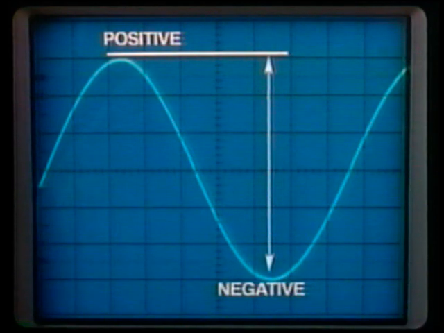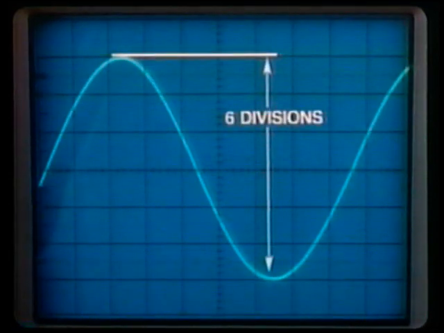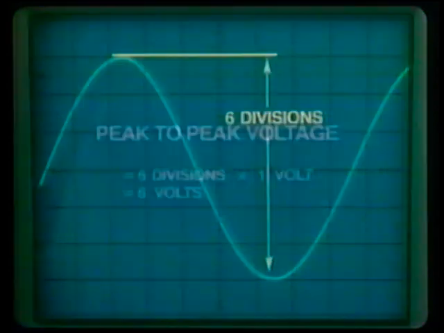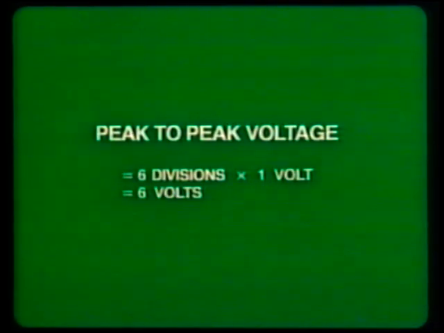Peak-to-peak voltage is the voltage difference between a positive peak and a negative peak. For example, the peak-to-peak voltage for this waveform is equal to 6 divisions. Remember that each division equals 1 volt. To find peak-to-peak voltage, simply multiply 6 divisions by 1 volt. This gives a peak-to-peak voltage or value of 6 volts.